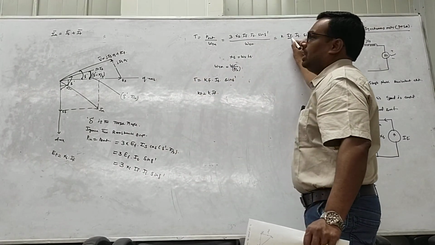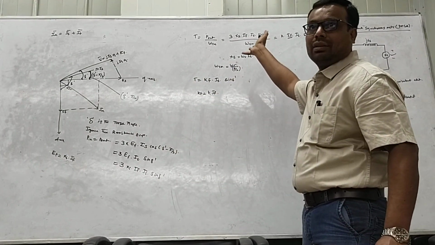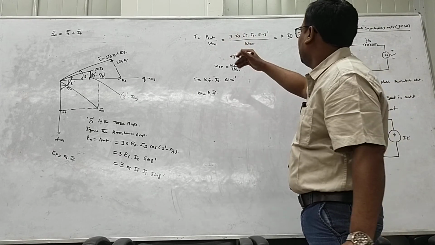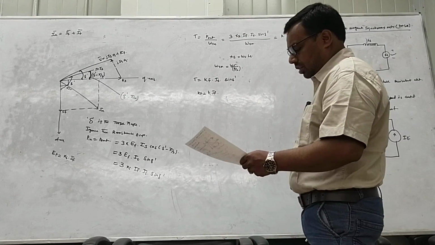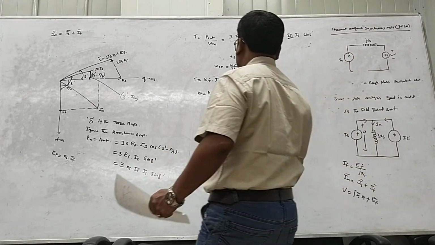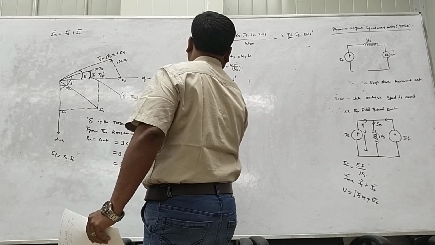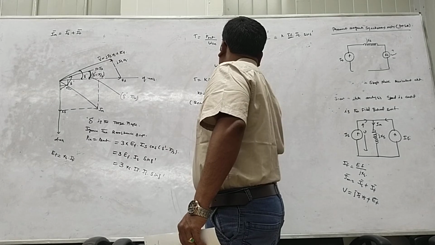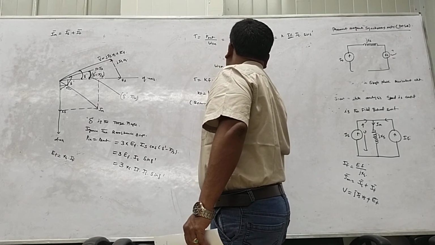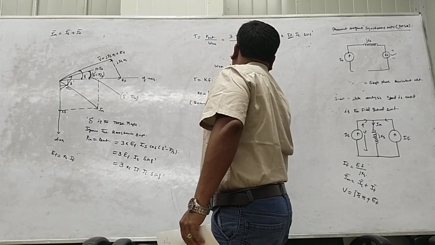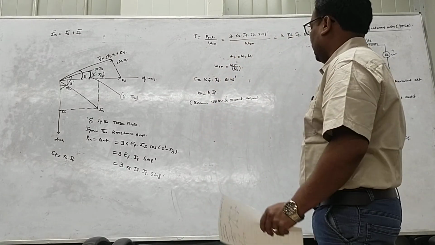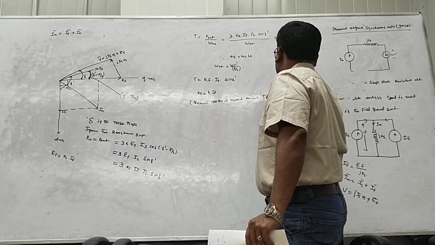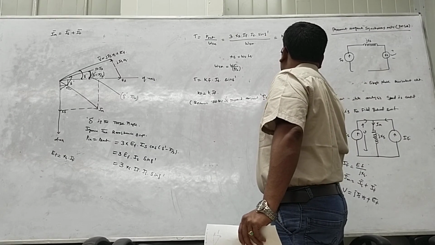Because the field current, now the rotor is a permanent magnet. So that's why your field current will not change, and because of that reason your If is constant. So you can write here: because the rotor is a permanent magnet, If is constant.